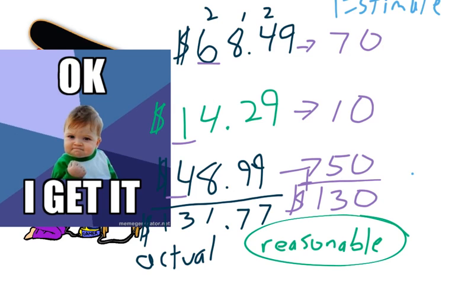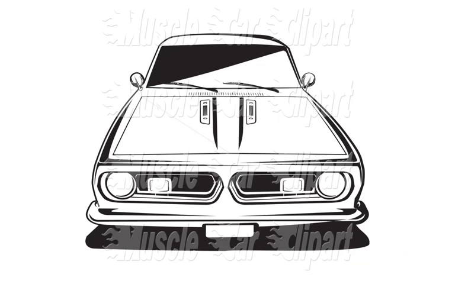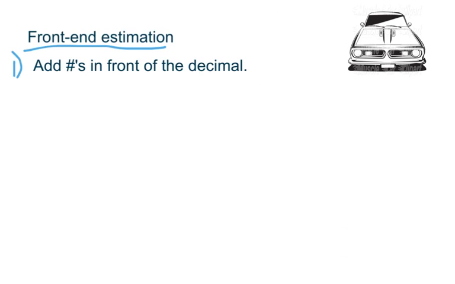All right, another way to round is using front-end estimation. No, not front-end alignment. Front-end estimation. All right, for front-end estimation, a couple of steps here. We want to add the numbers in the front, that's where the name comes from, of the decimal.